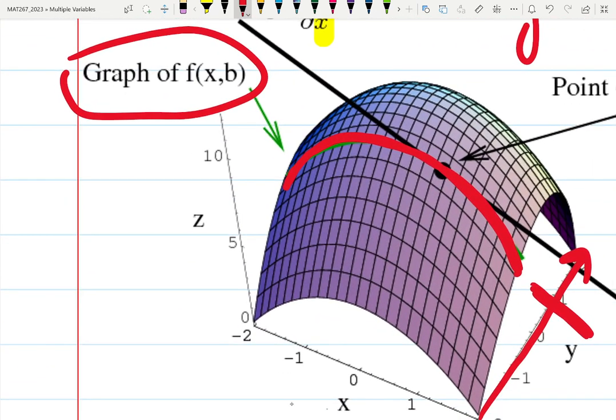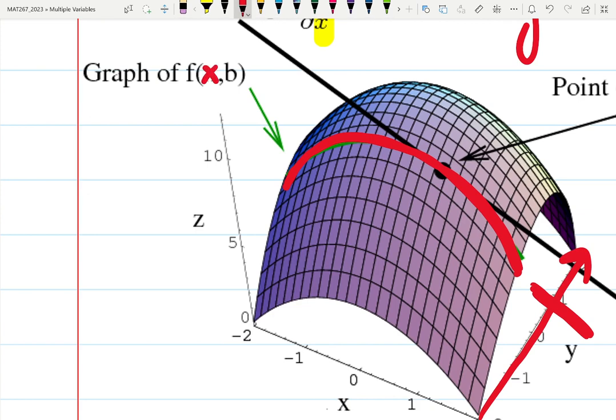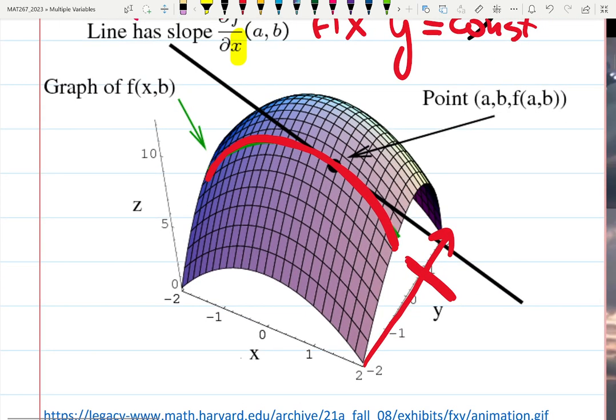A function is called f of x, comma, constant. You can call it b, m, doesn't matter. It's y that is constant. And now we're creating this graph because we're slicing it with the plane, imagining that y is constant. And now the derivative of that gives you the slope of that specific partial derivative, the slope with respect to a specific variable.